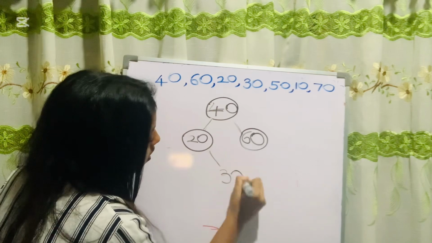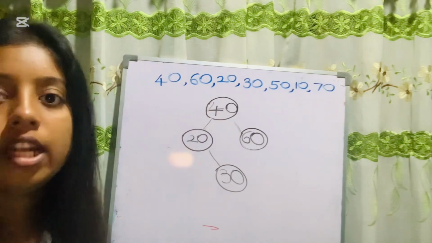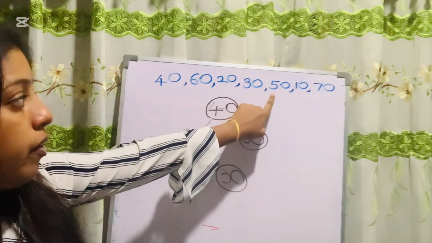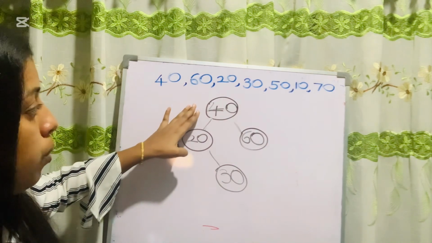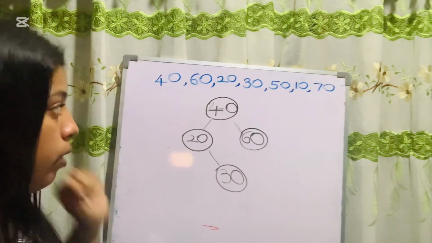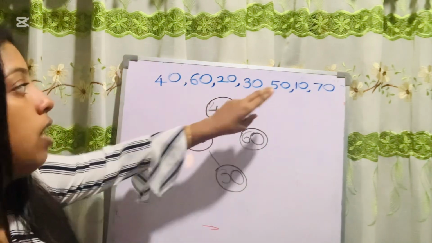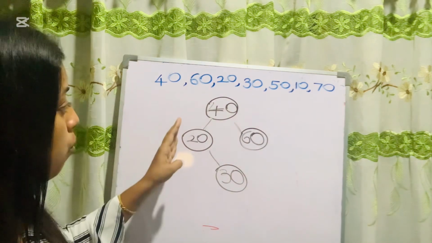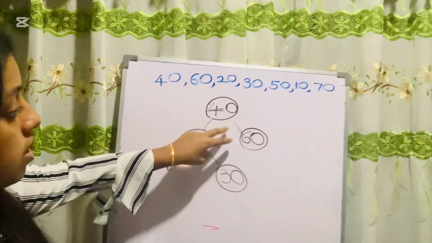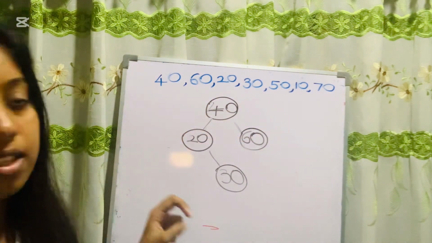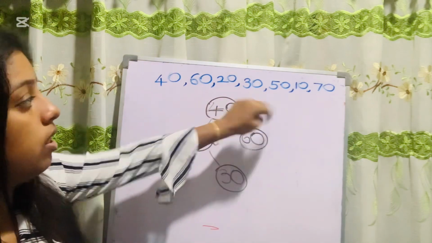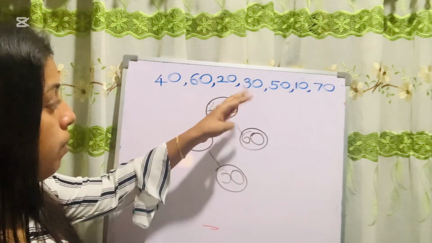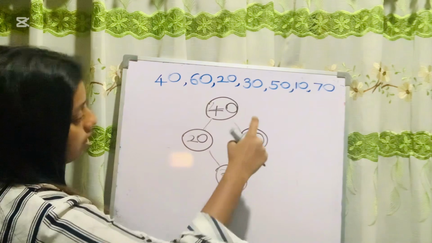Number 30. Okay, now we move on to our fifth element, 50. We compare it with our first element, number 40. 40 is less than 50, so we move it to the right side. Next we compare with 60. 60 is greater than 50, so we move it to 60's left side.